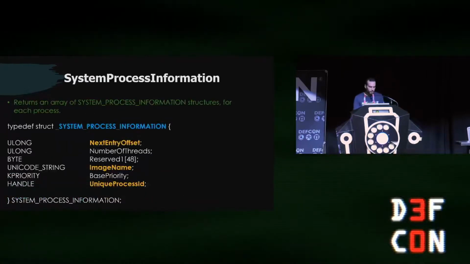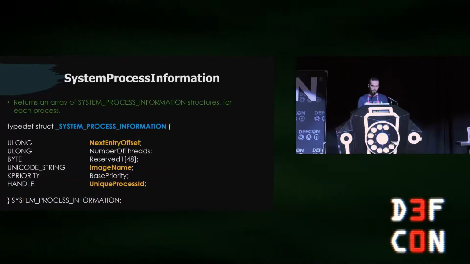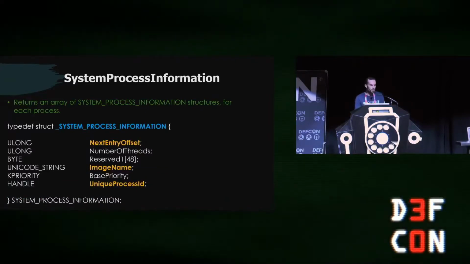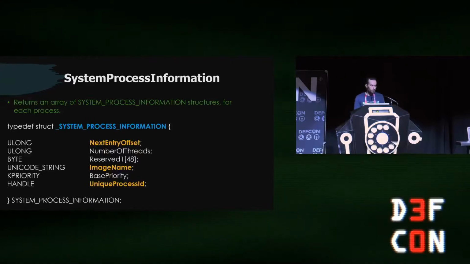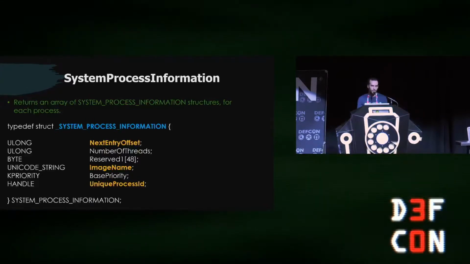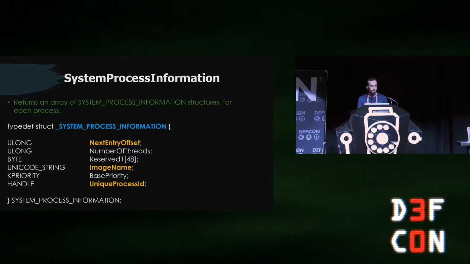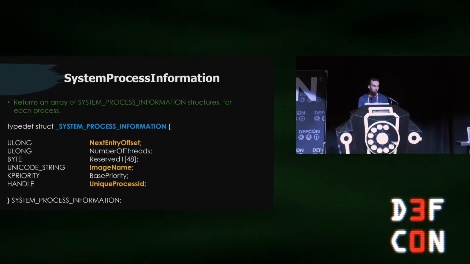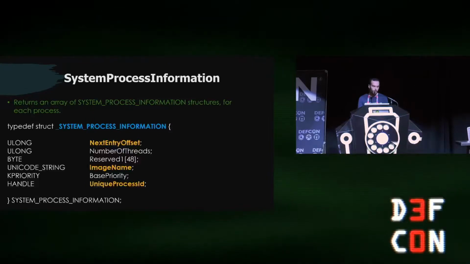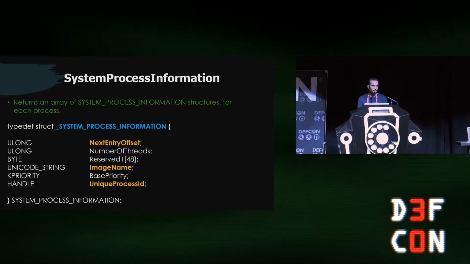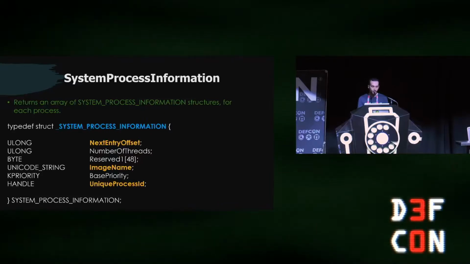This is what the SYSTEM_PROCESS_INFORMATION structure looks like. The first element is called NextEntryOffset, which is pointing to the next process. The other one is called ImageName, which is the process name. That's the one that we are interested in, because we know the process ID is changing, but the process name doesn't change. So we need to look for the process by looking up its name. And the last one at the bottom is called UniqueProcessId, or the process ID. This is the one that we're doing all of that to get.